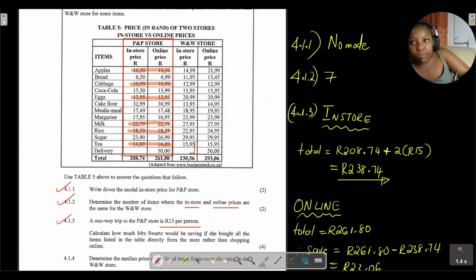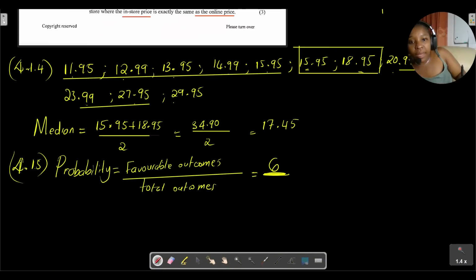How many items do we have here? 1, 2, 3, 4, 5, 6, 7, 8, 9, 10, 11, 12 items, meaning that the probability, if you simplify further, 6 goes into itself once, and goes into 12 two times.